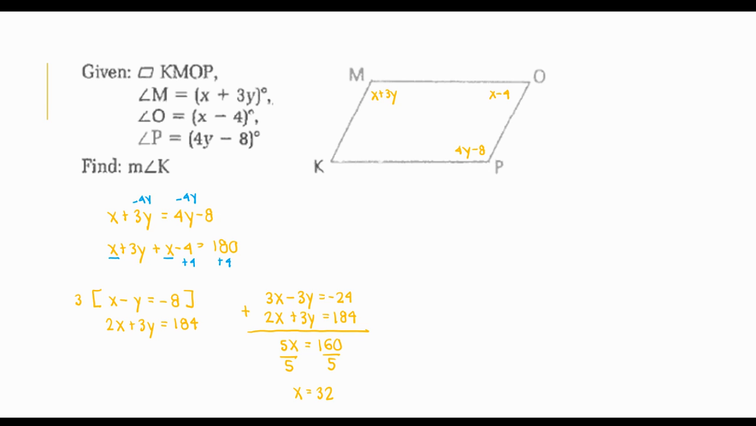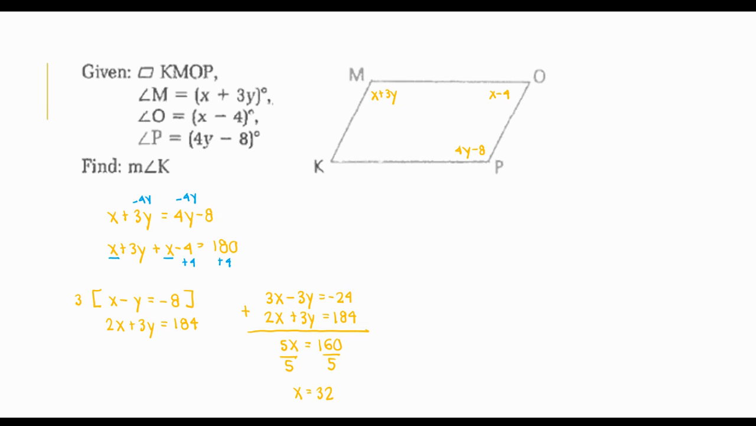Okay, so the problem didn't ask for x, it's asking for the measure of angle K. So we could stop here. I could solve for y, and there are a lot of different options that we could do. But to find the measure of angle K, I noticed that it is opposite angle O. Angle O has an expression with just an x. So once I solve for x, I'm actually good to find my answer. But if you did solve for y, that's perfectly fine.